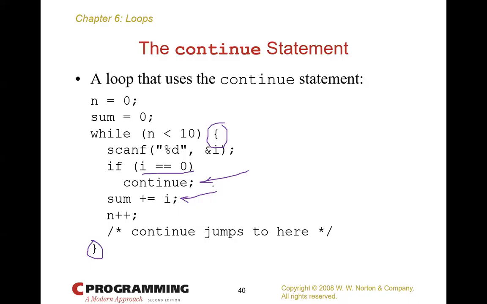So here is what we will do. Whenever i is zero, just continue by jumping this way. Jump to the end of the curly braces, but don't exit the curly braces. So jump to the end of the while loop and let n move to the next value. So n will change to n plus 1.